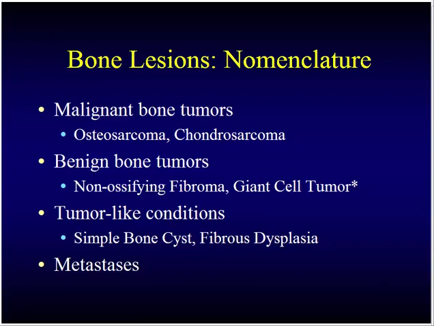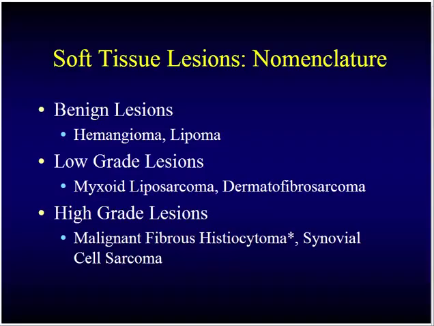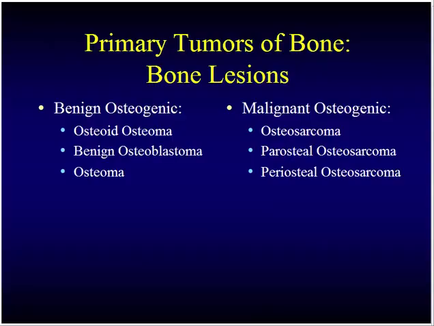So when we talk about nomenclature, let's just very briefly go over this. We won't spend a lot of time on it. Malignant bone tumors and, of course, benign bone tumors. And here's some examples: osteosarcoma, chondrosarcoma. Tumor-like conditions, which you kind of refer to as tumors, but they're not necessarily. And, of course, metastatic disease. Soft tissue is the same way: benign and low-grade lesions and high-grade lesions. Here are some examples of the typical ones. We're going to cover most of these. And then, of course, we split them out specifically when we talk about bone, fibrous tissues, and so forth. So again, benign lesions include osteoid osteoma, benign osteoblastoma, osteoma, and so forth. This is basically for your information.